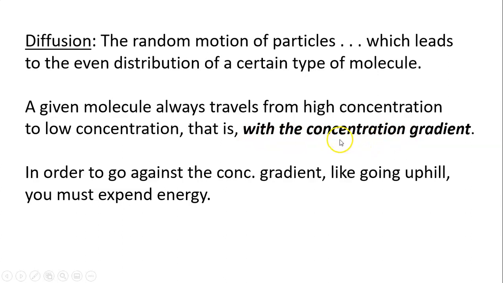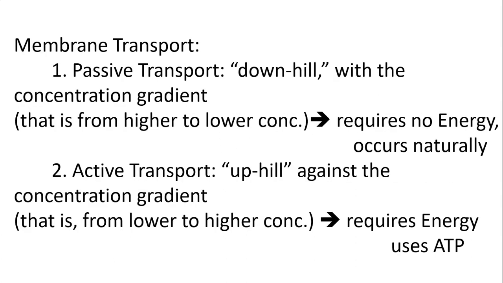Instead, to go against the concentration gradient is as difficult as things going uphill. And things can go uphill, but it takes effort and energy. So the same thing is true with the diffusion of molecules in our body and across the cell membrane. So when things go downhill, it's called passive transport, requires no energy. When things go uphill, that is from low to high concentration, then it's called active transport because it requires energy.